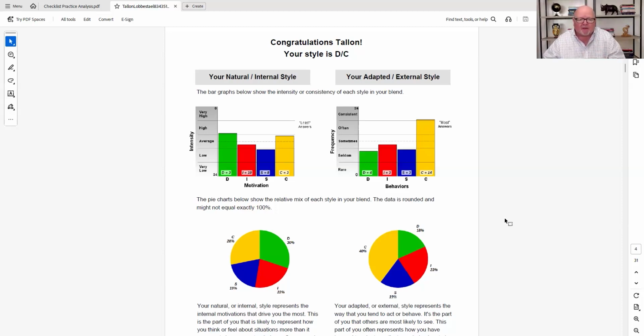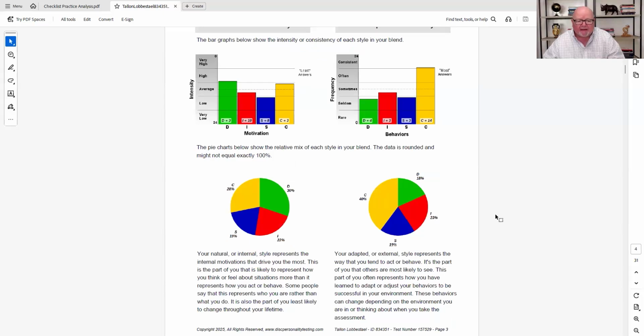Okay. So we're looking at your natural internal style. Right below, it says you have D, your style is DC, cautious thinker, dominant. Your adapted style, cautious thinker, behaviors, natural blend. So you kind of have a natural blend across you.